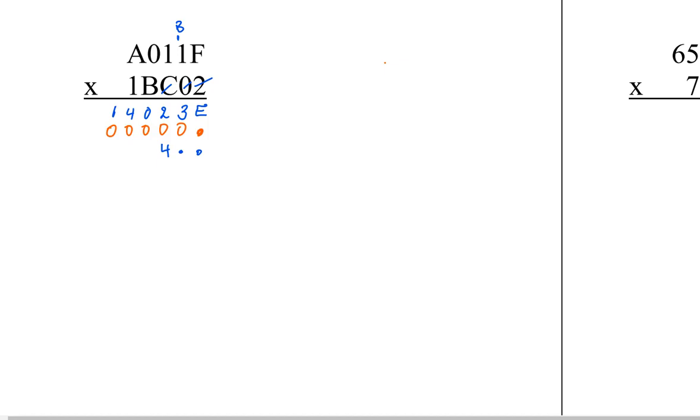c times 1 is c, plus b. So what is c plus b? You could go back to decimal and say c is 12, b is 11, and therefore it is 23. And 23, if you subtract 16, gives you 7 and you carry 1. So that will be 7 and I carry 1. c times 1 is c plus 1 is a d. c times 0 is 0. If you look at the table, you have c times a, which is 8, 7.